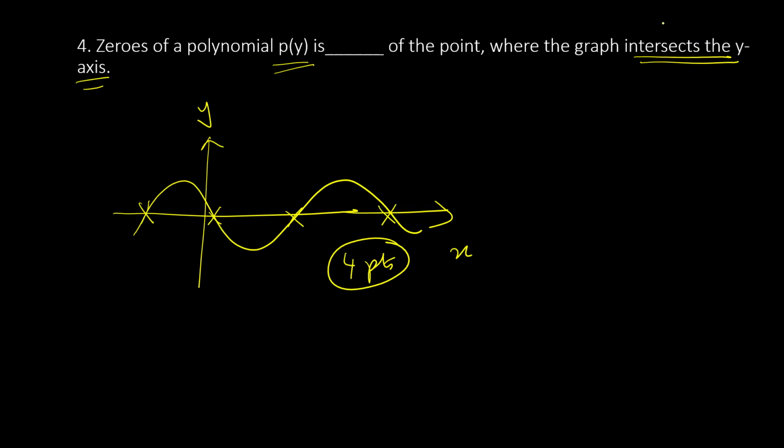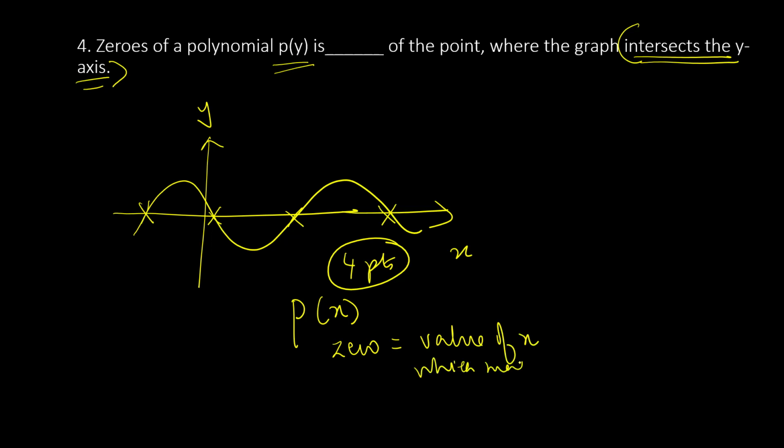But the question is giving you points of intersection with y-axis. An important point to note over here is that the concept of finding the points of intersection with x-axis applies when the polynomial is in x. When the polynomial is in x, you are finding out the zero which is the same as value of x, which makes p of x is equal to 0. But here the question is asking for 0 of polynomial p of y.